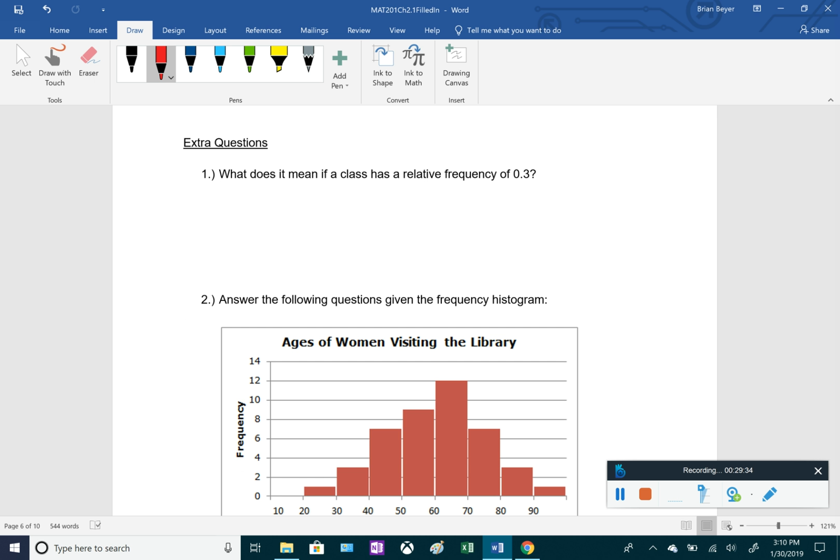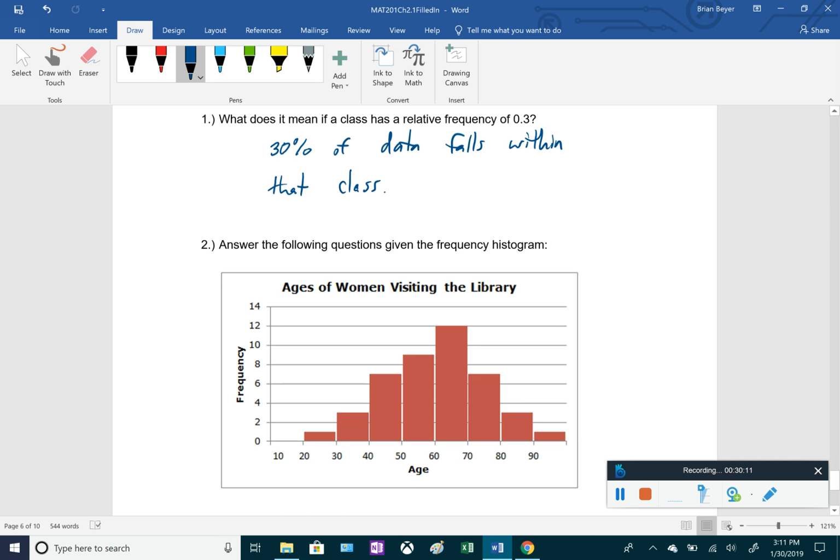Okay, so let's end with a couple more questions just to make sure we have a decent understanding of it. For the first question, what does it mean if a class has a relative frequency of 0.3? Remember, relative frequency is a percent, so 0.3 represents 30%. That means 30% of the data falls within that class, whatever class that is.